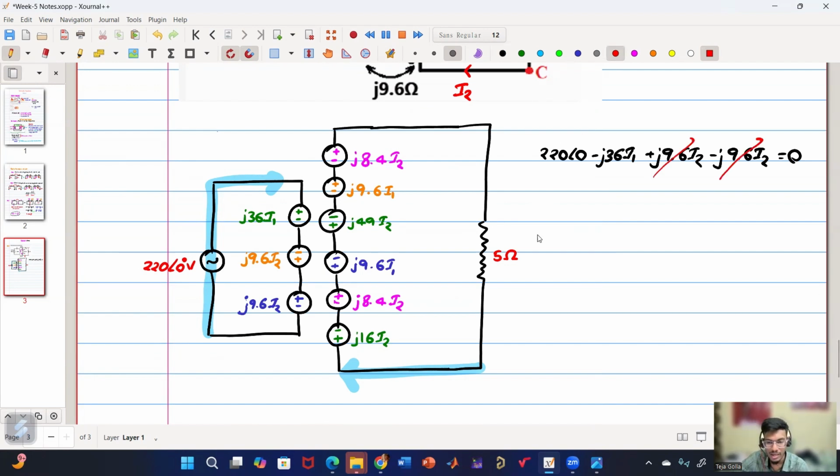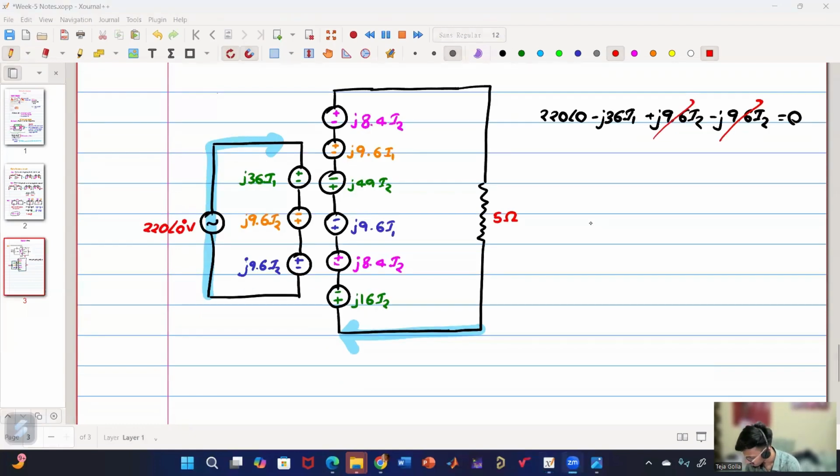So now can someone calculate I1 in terms of phasor and tell me? So basically, if I further solve, I'll have I1 equal to 220 angle 0 by J36. So now tell me what is the value of I1 in terms of phasor. Minus J6.11. Okay, you should not say minus J, you should say R angle theta. 6.11 angle minus 90 degrees. Yeah, very good.